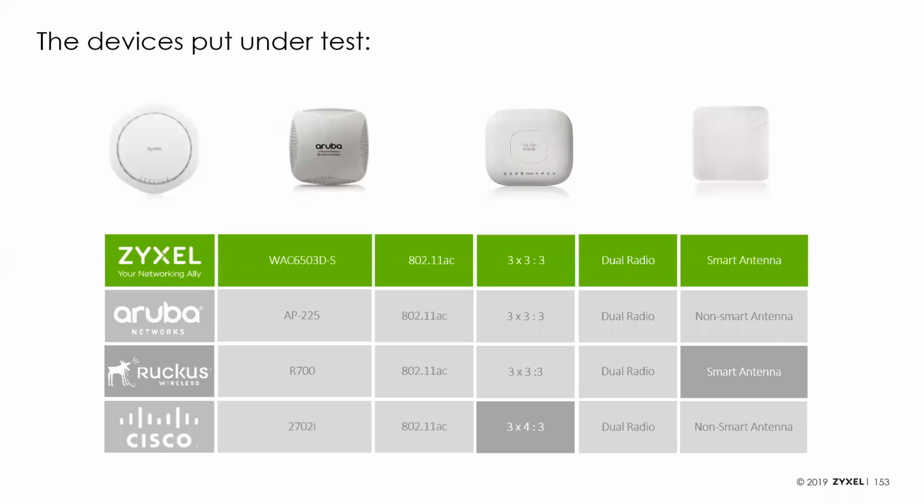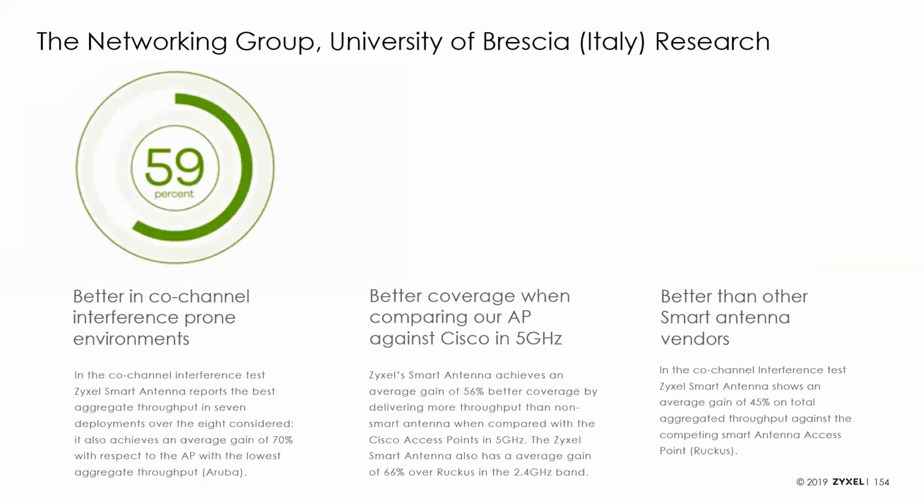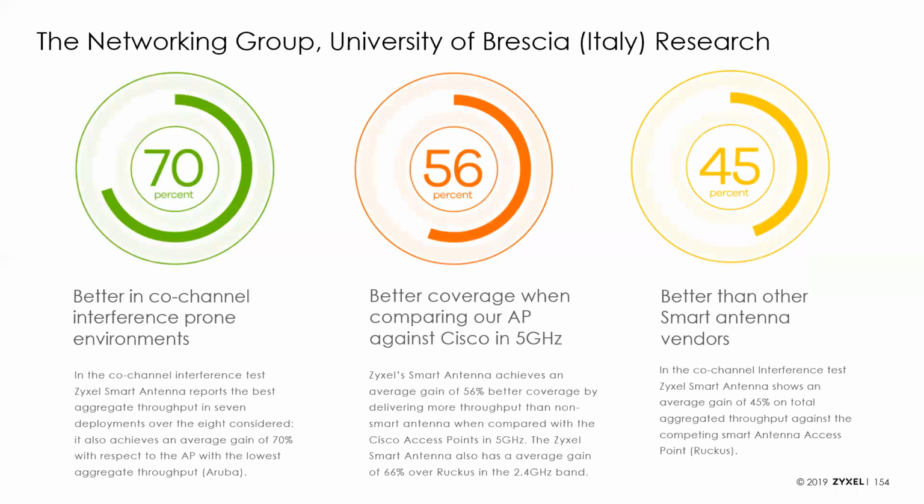But the key takeaways, as far as we're concerned, is that smart antenna made a huge difference, and our algorithm, which looks at co-channel interference and tries to reduce that, outperformed Ruckus's smart antennas algorithm, allowing us in real-world environments to shine compared to everybody else that was part of that test.